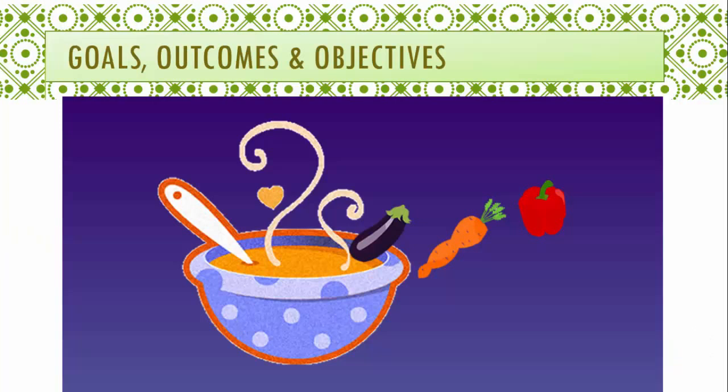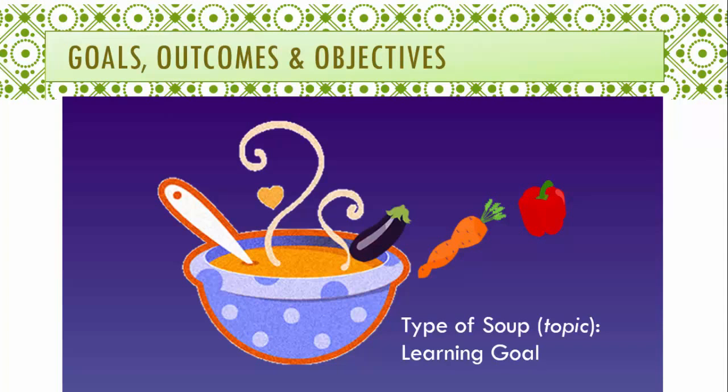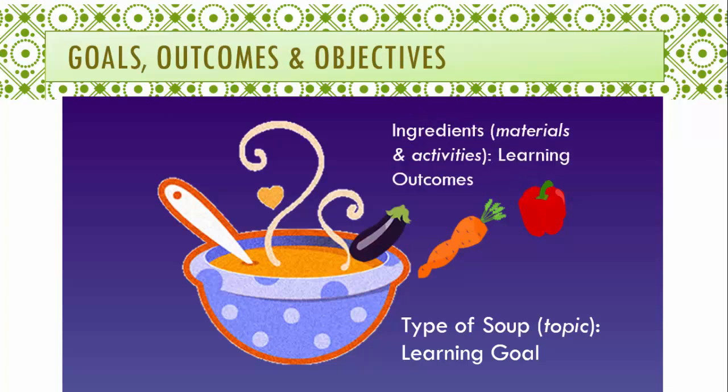Let's use a nice bowl of soup as an example. The learning goal is the lesson topic. The goal can be thought of as the type of soup you're cooking. Next, in the same way that ingredients make the soup, learning outcomes help determine what course materials and activities you will use for the lesson.